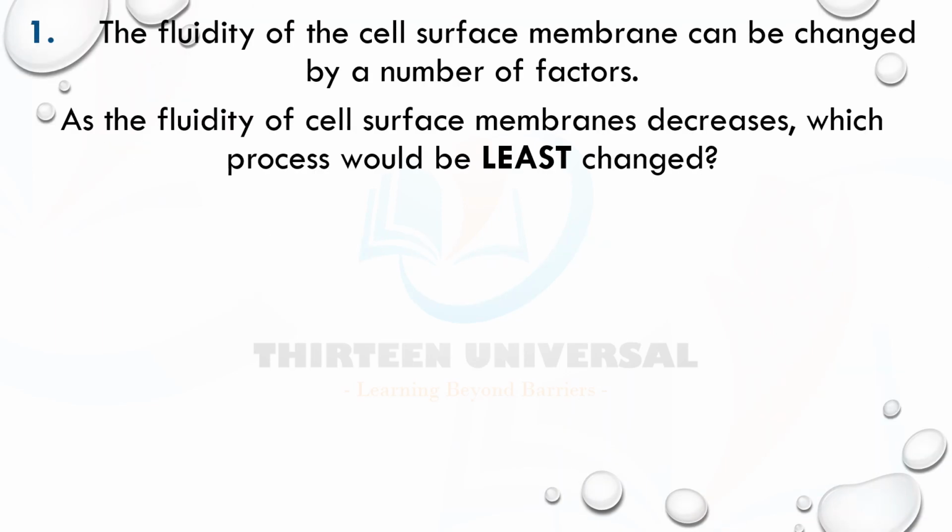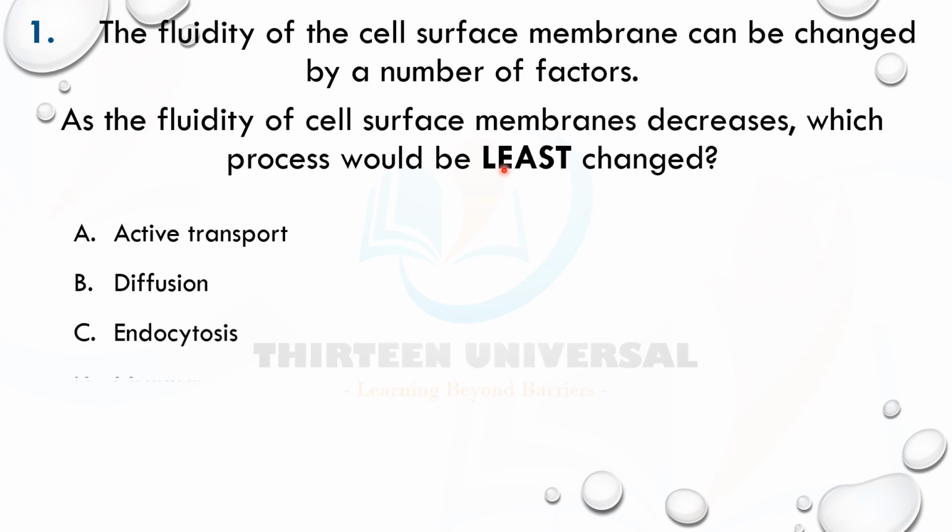So let's go into the question. The first question says, read with me. It says the fluidity of the cell surface membrane can be changed by a number of factors. So as the fluidity of cell surface membranes decreases, which process would be least changed? Which process would be least changed? Okay, let's go. A, active transport. B, diffusion. C, endocytosis, and D, osmosis.